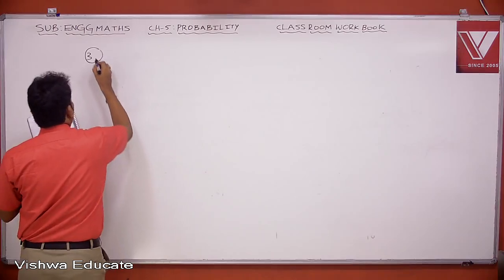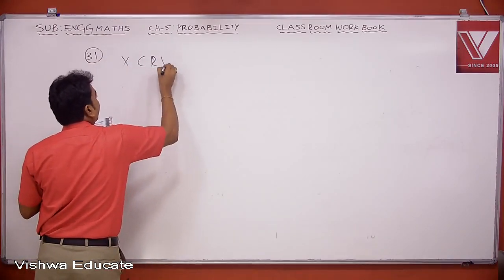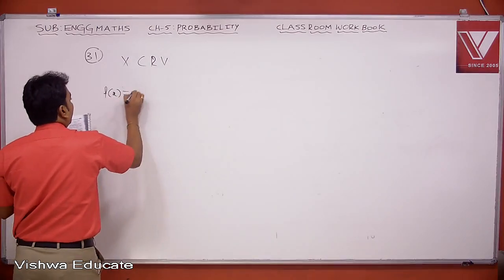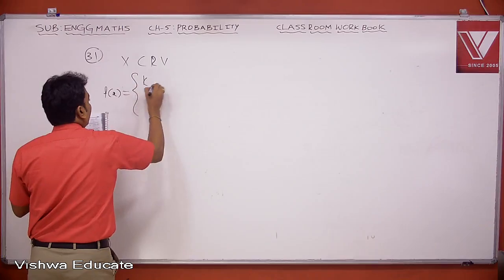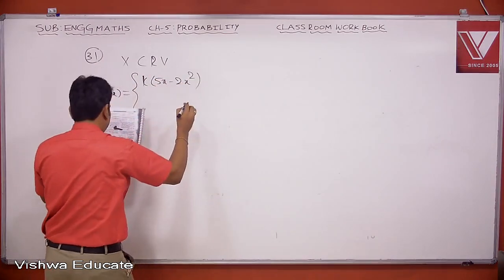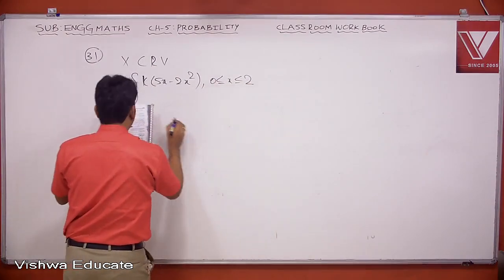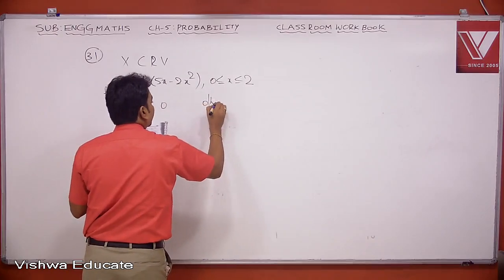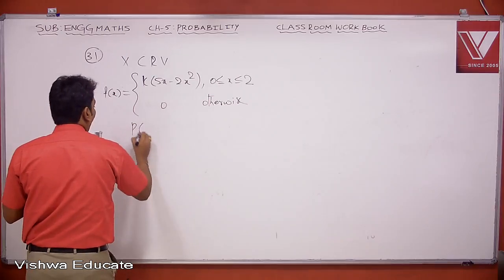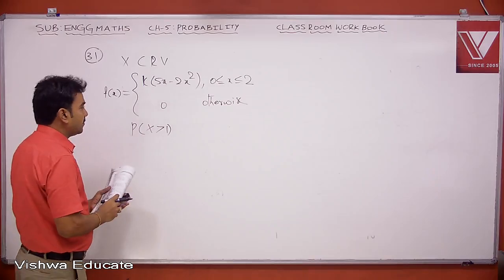Next, question number 31. If X is a continuous random variable whose PDF is given by f of x equal to k into 5x minus 2x square for 0 less than or equal to x less than or equal to 2, 0 elsewhere, then what is P of x greater than 1? P of x greater than 1 is required.